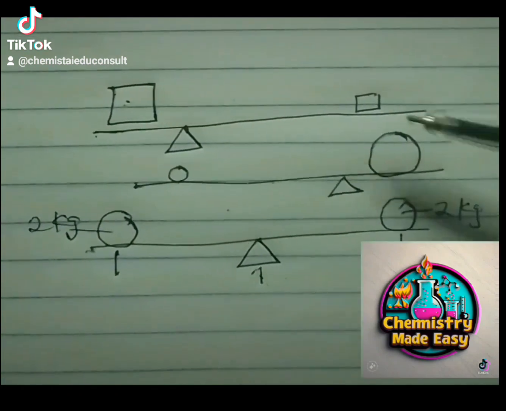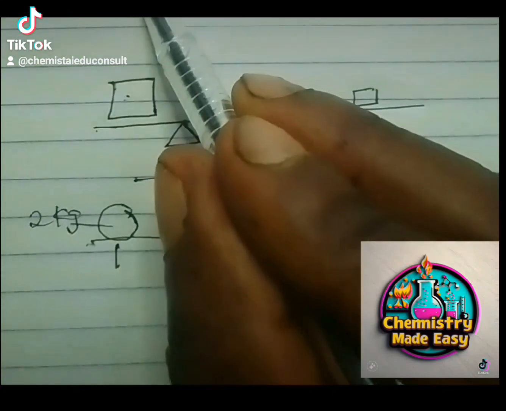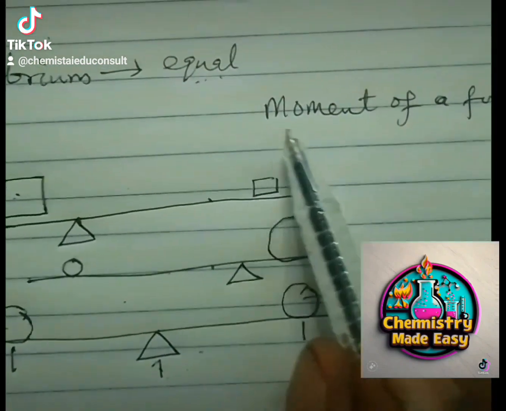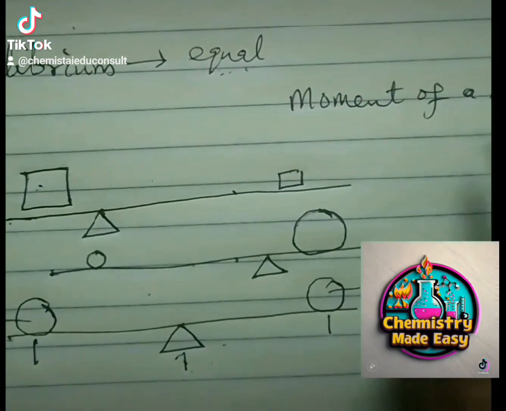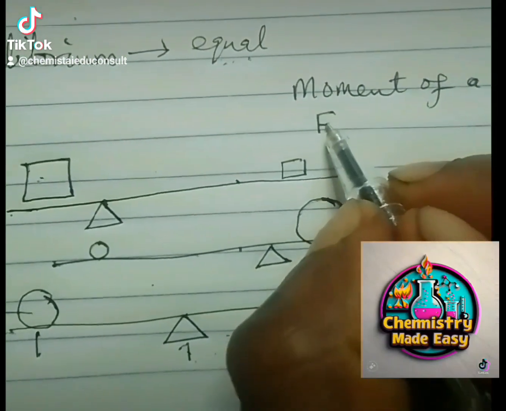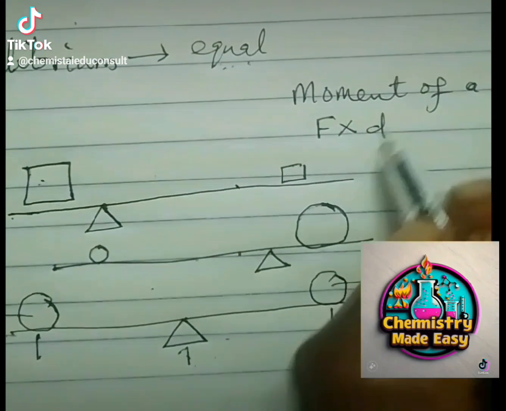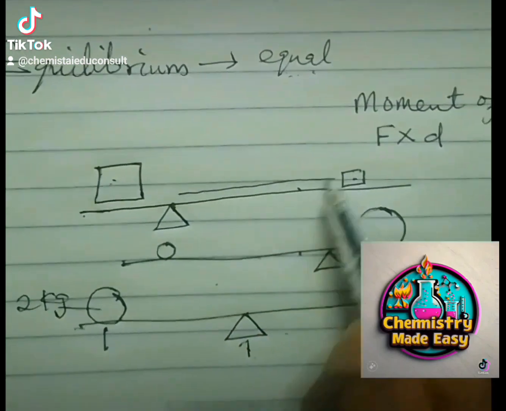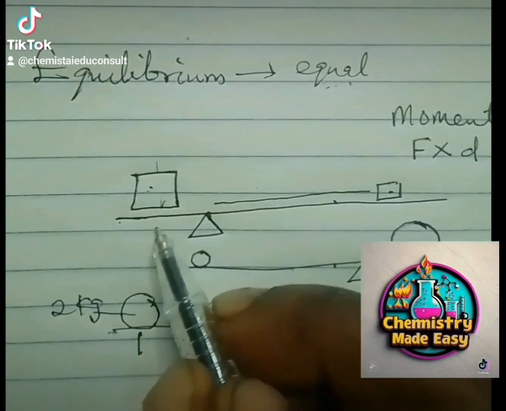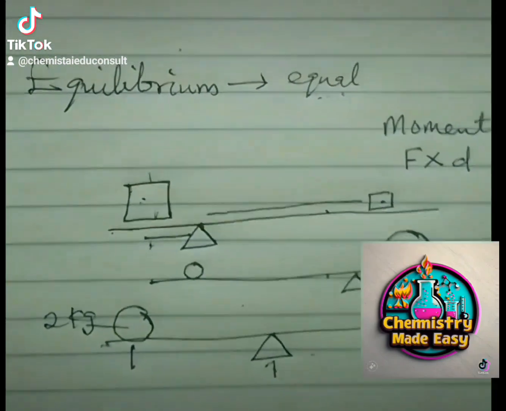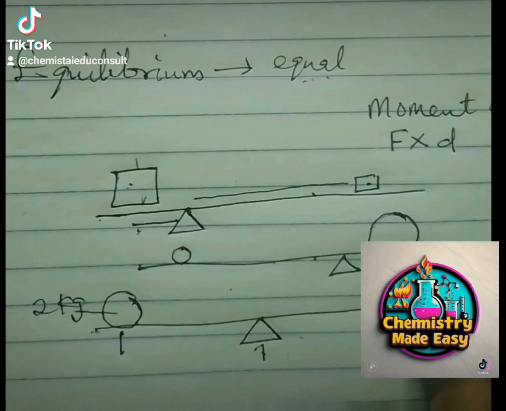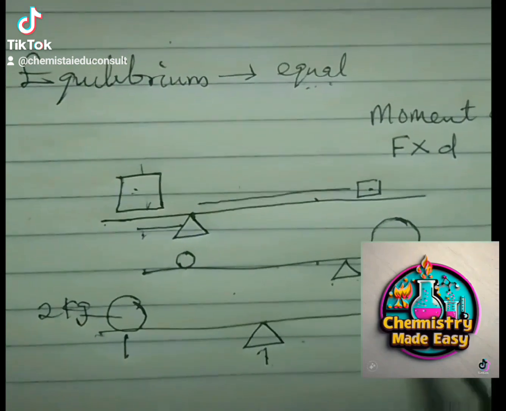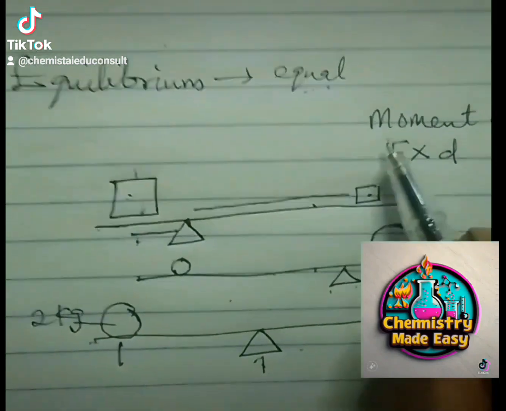Now, what is equal about this equilibrium? In these three systems, one thing is equal. It is the moment of a force that is equal. Moment of a force means force times distance to the center. So the force of this mass multiplied by this distance must be equal to the force of this mass multiplied by this distance to the center. So these are the two things that are equal. The same thing here. The distances are not equal, the masses are not equal, but the moment must be equal.